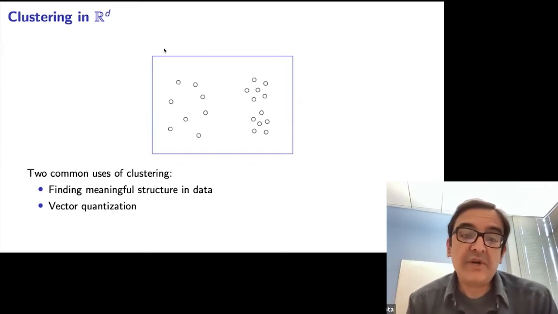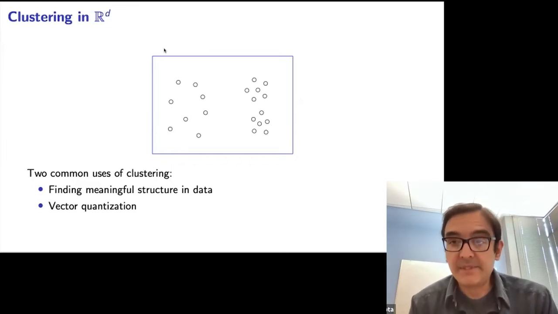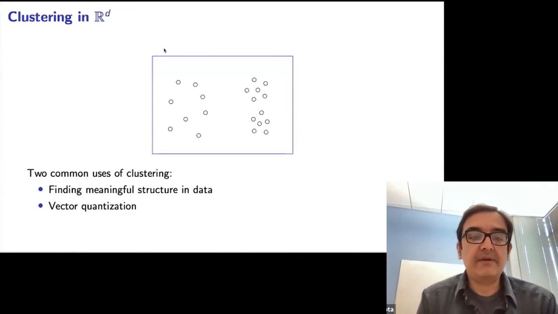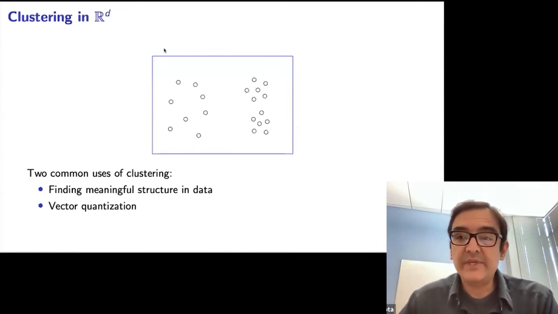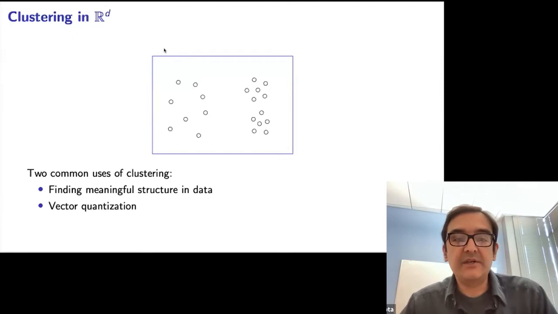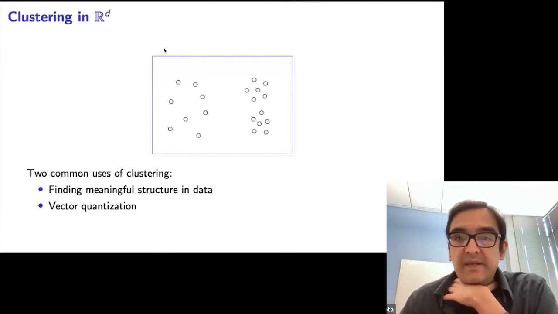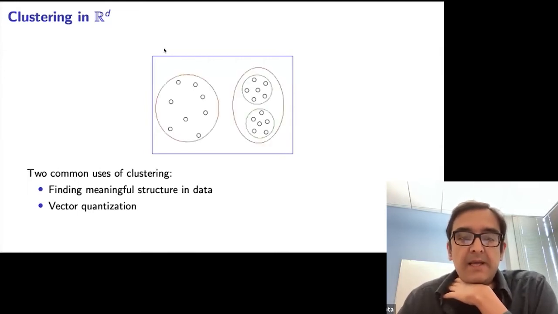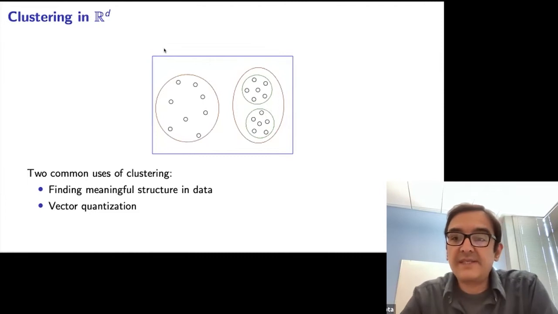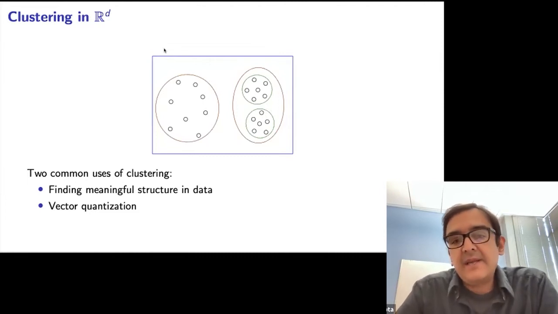I'll talk about both types of clustering, but why don't we start with the first one, which is looking for meaningful structure. For example, over here, we have a few points. What is the meaningful structure over here? How many clusters are there? Well, there could be 2 clusters, there could be 3 clusters. One look at the picture and you can immediately tell that there is no right answer.